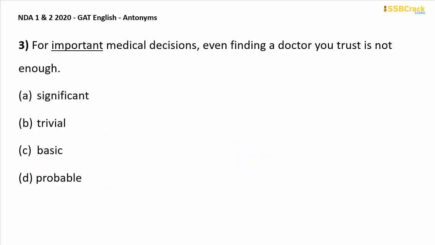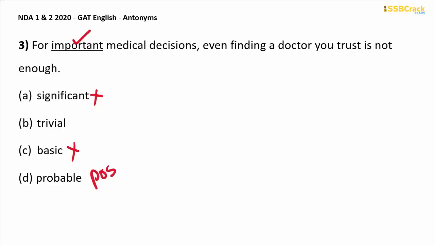For important medical decisions, even finding a doctor you trust is not enough. So obviously something is important. Opposite is something which is not important. Significant means important, so you can cross this out. This is a synonym of important. Basic means something which is not advanced, which is something which is very basic, something which is primary. Also, not so much to do with important, so you can cross this out.